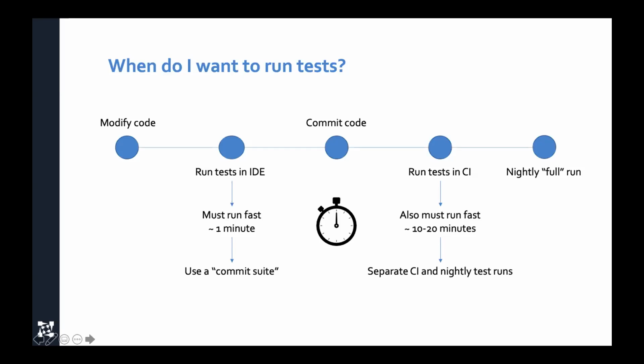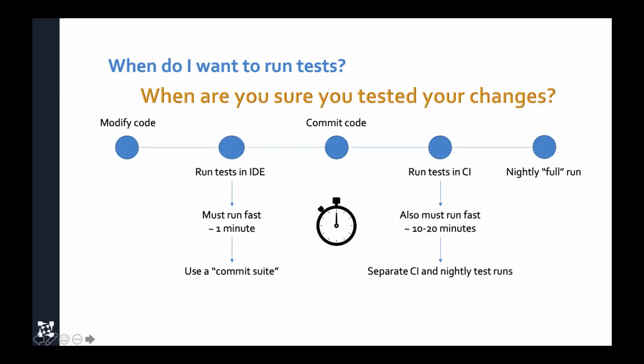So really, if you are making a change in the code base, when are you actually sure that you've tested that change? Well, the trouble is I'm subsetting my suite. So I might pass my commit suite. I might pass my CI run. But when I get to the nightly run, that's when I can be 100% sure that I've tested the change that I just made. The trouble is, if I'm waiting until the next day, I've lost a lot of the contextual information about what I'm actually testing.